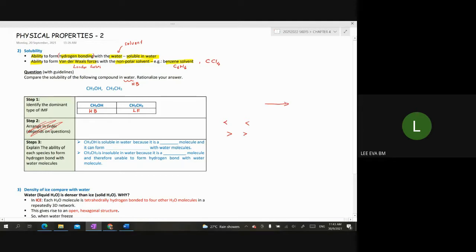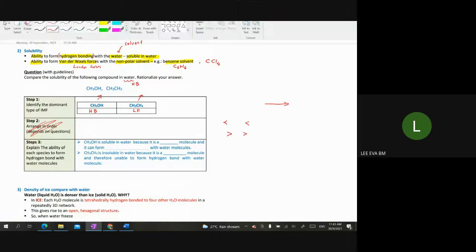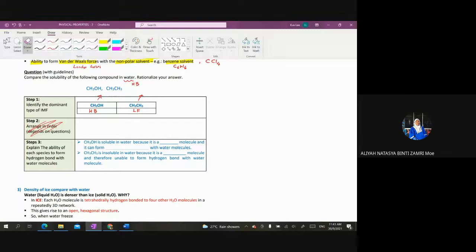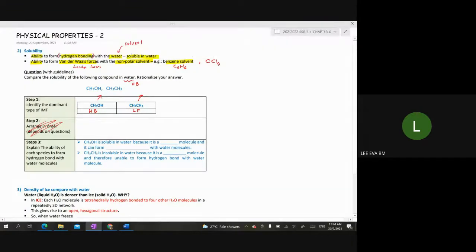Okay, tapi untuk soalan ini, siapa yang akan larut dalam water? If you look at the first step right here, which one will dissolve in water? The one with London Forces only, or the CH3OH? CH3OH will dissolve in water. Okay, fokus kat solvent dia. Solvent dia sekarang water. Jadi kita fokus kat hydrogen bond. Siapa yang boleh buat hydrogen bond, dia akan larut dalam air.